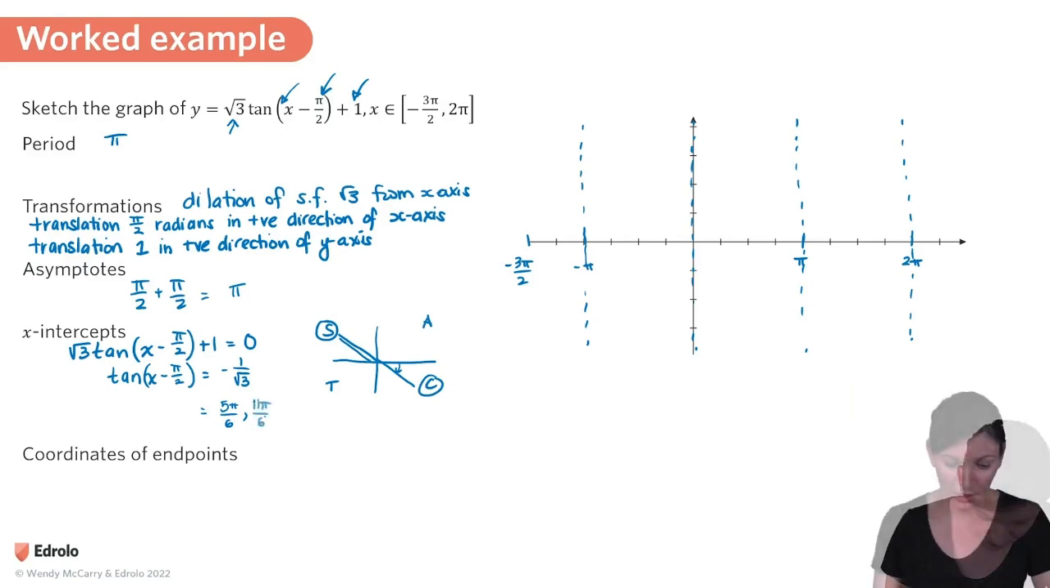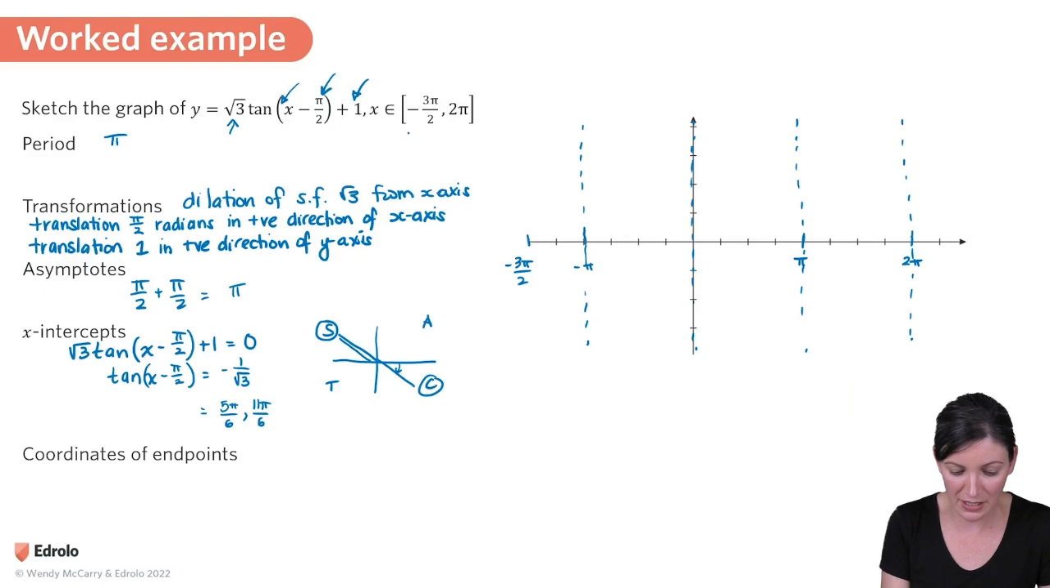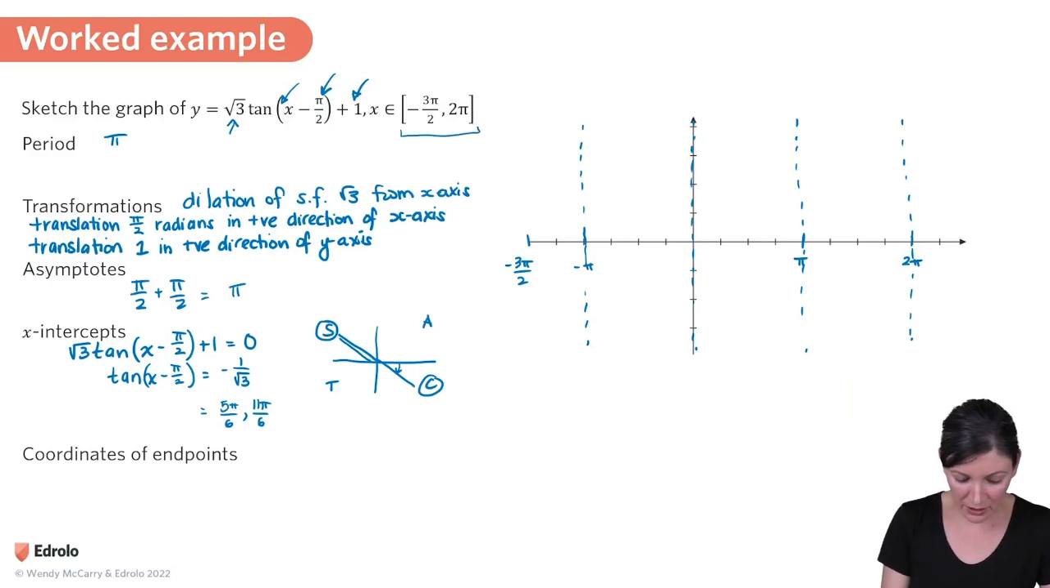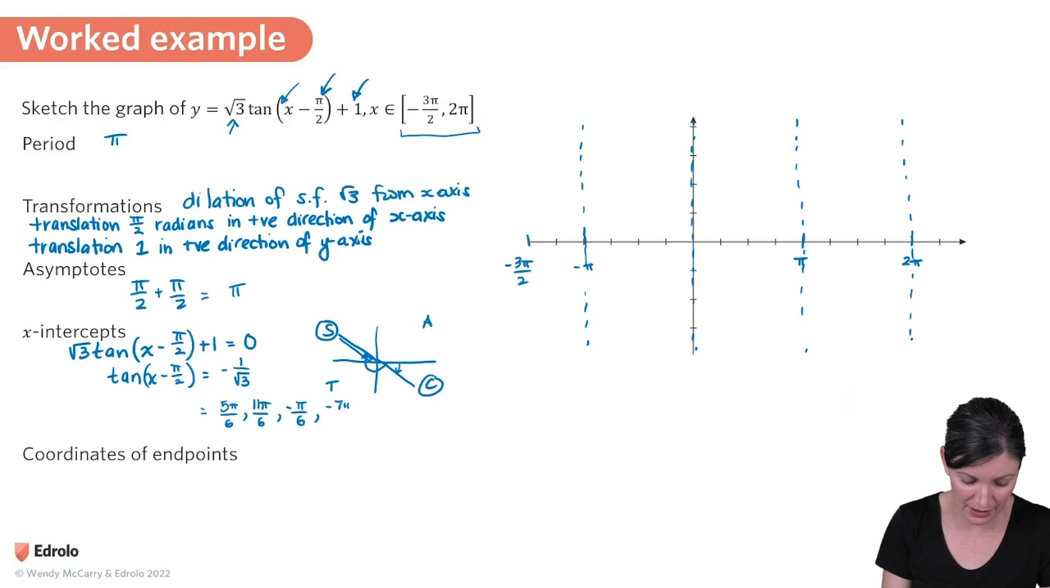Now I've got to look at some of my negative angles here, because I really want the x-intercepts that are falling within my domain. So my first negative angle would be negative pi on 6. And then my next one would be negative pi minus another pi on 6, so negative 7 pi on 6.